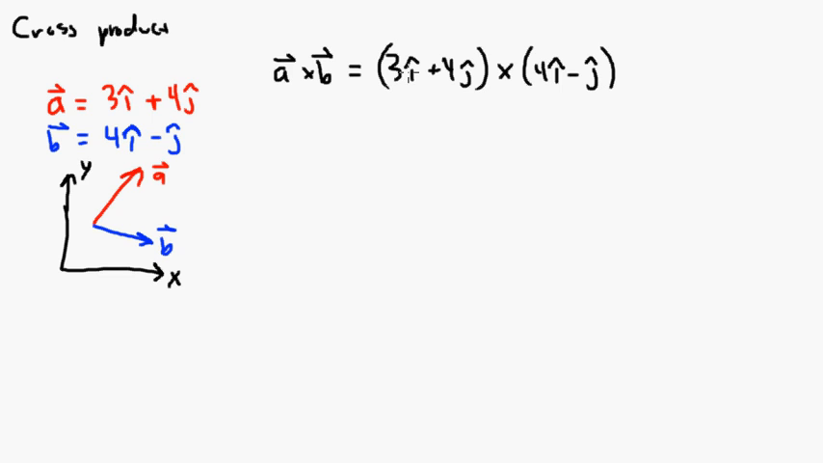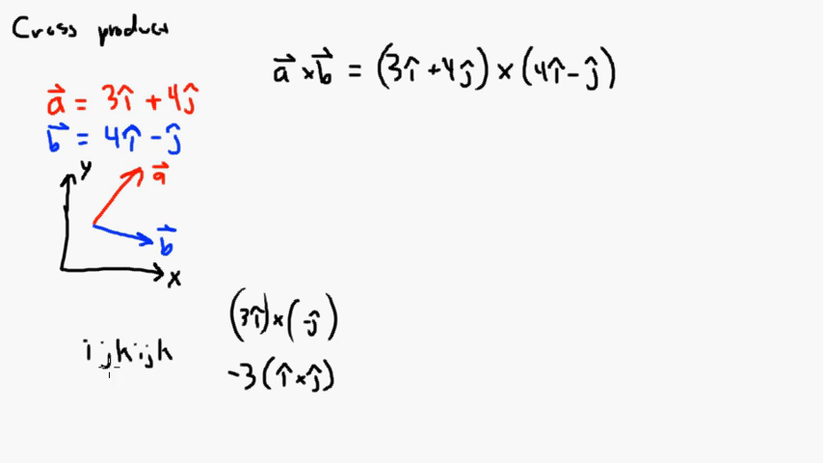And so the first term, i hat cross i hat, becomes 0. So it's the outer term you have to worry about next. You have i hat cross negative j hat, and remember to do your i, j, k, i, j, k. So we have 3i hat cross negative j hat, and that's negative 3 times i hat cross j hat. If you're going that way, you're going to the right, so you're going i, j, k. So the answer there is going to be negative 3k hat.